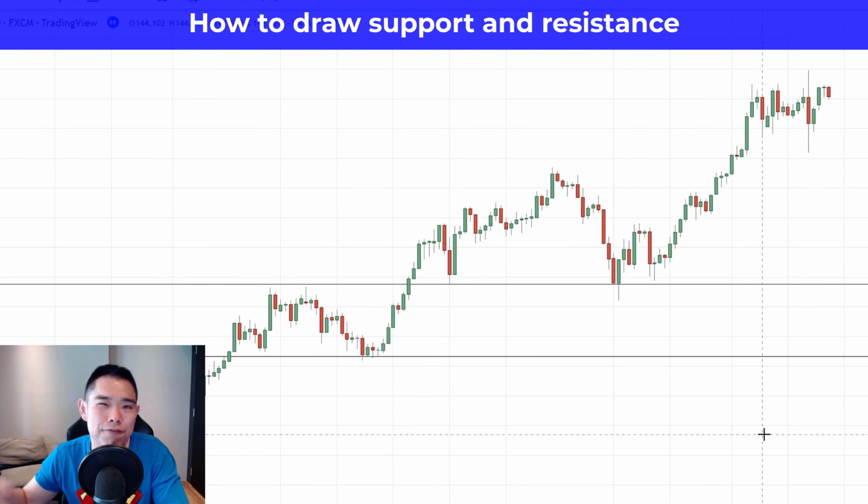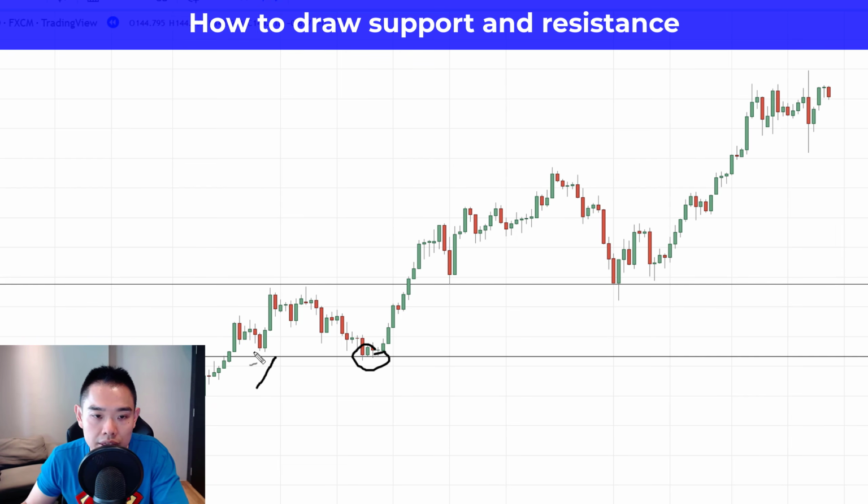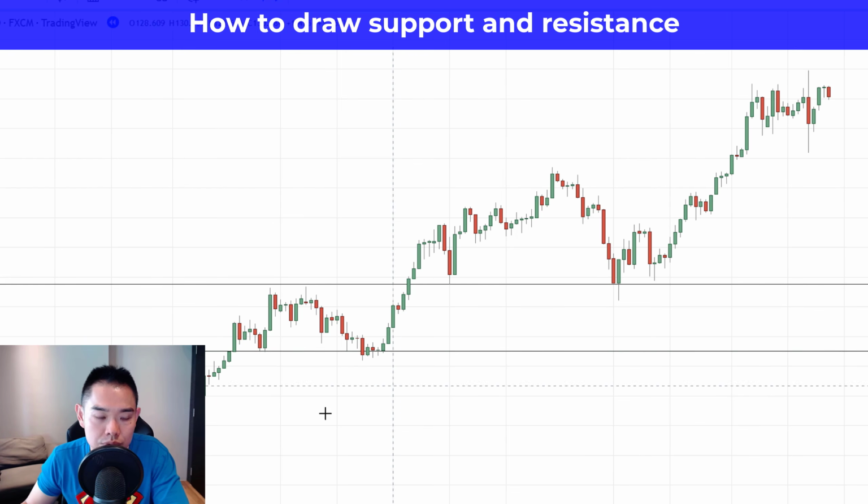Now, how do I fine tune my level? The way I like to do it is that I like my area of support to get as many touches as possible. You can see that this black line over here that I've drawn, I can actually shift this black line up higher and take into account these lows over here. So that's what I'll do right now. I'll adjust my area of support and push it up slightly higher. This way I get multiple touches. I get this one touch over here and two touches over here.